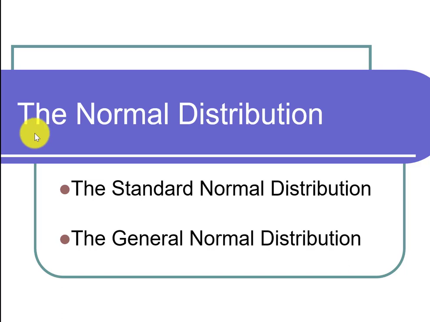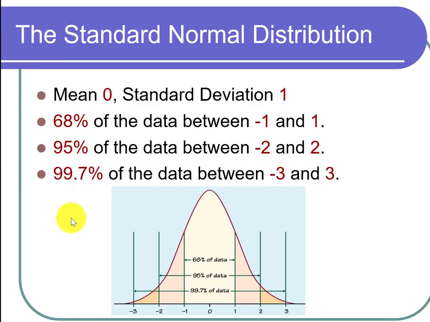This video is on the normal distribution. The topics to talk about are the standard normal distribution and the general normal distribution. The normal distribution you're used to seeing as the bell curve. So let's take a look at the normal distribution and let's look at some of the probabilities in between values of z.